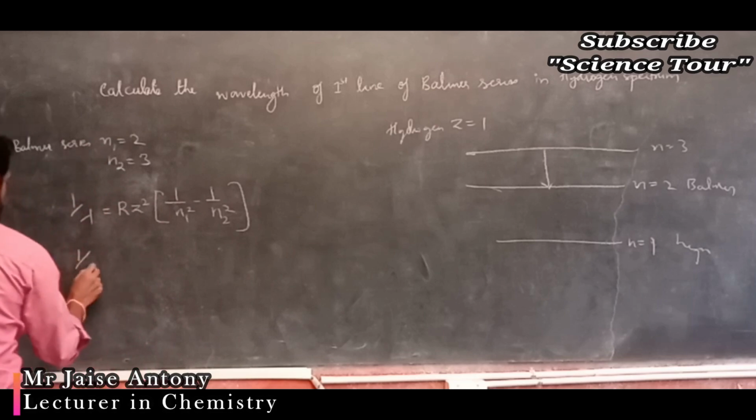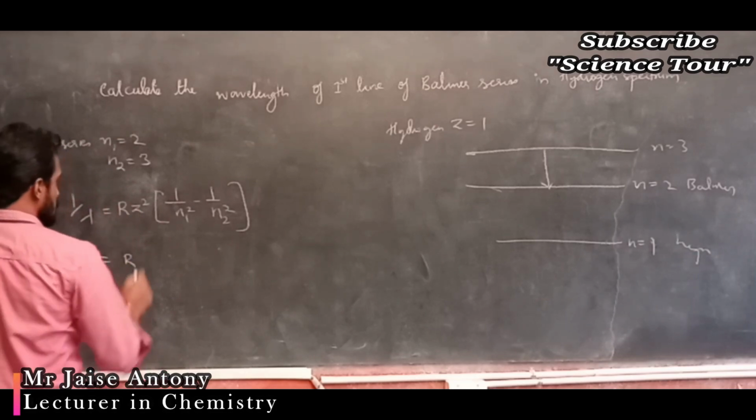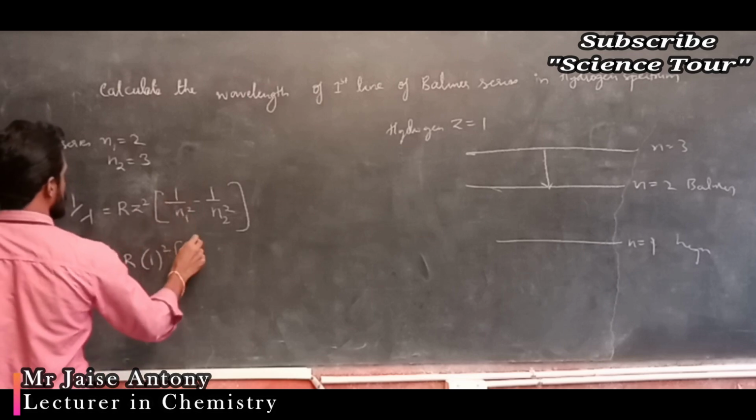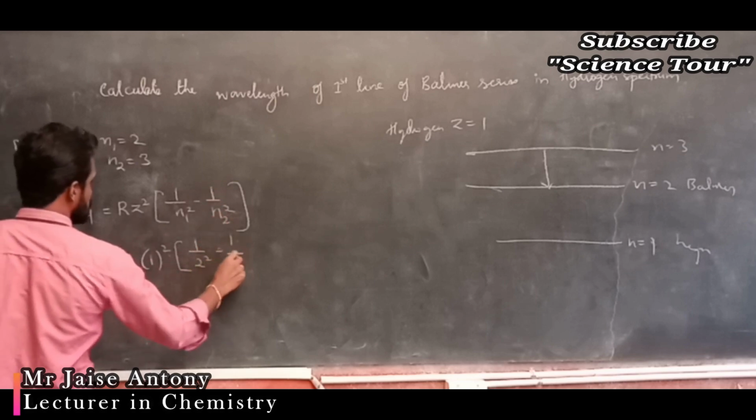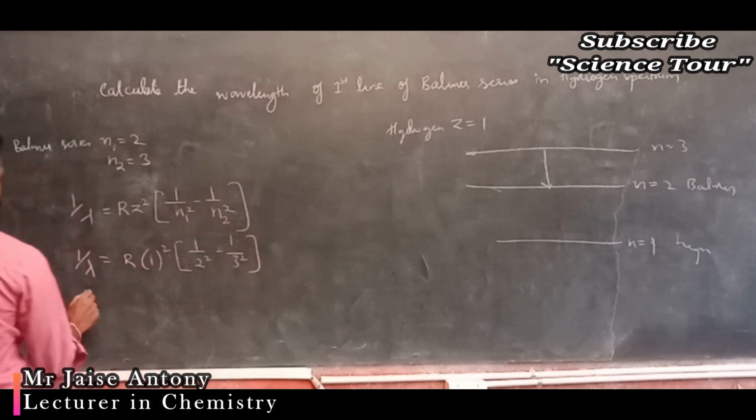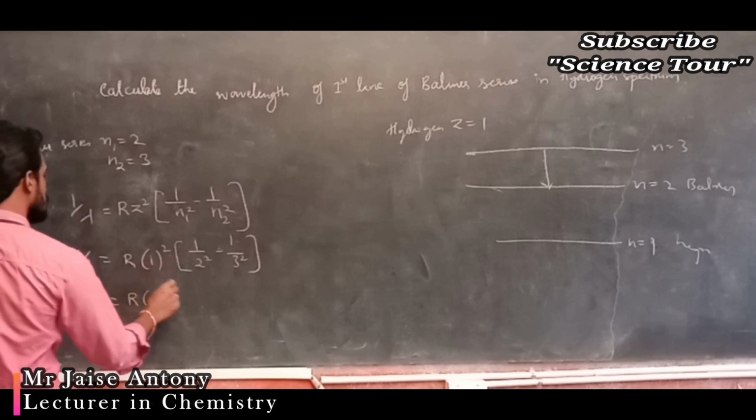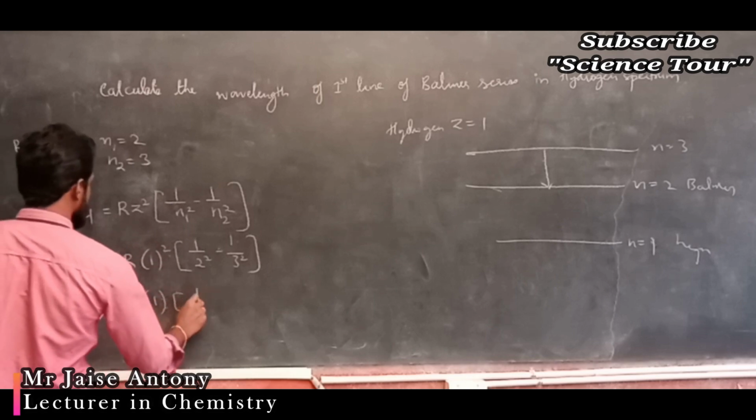1 by lambda, R value I substitute at the end. Okay, Z is equal to 1. 1 square, 1 by n1 square, 1 by 2 square, 1 by n2 square, 1 by 3 square. For this one, 1 by lambda is equal to R1. 1 square is equal to 1 only, no need to write 1 again. It's understandable.